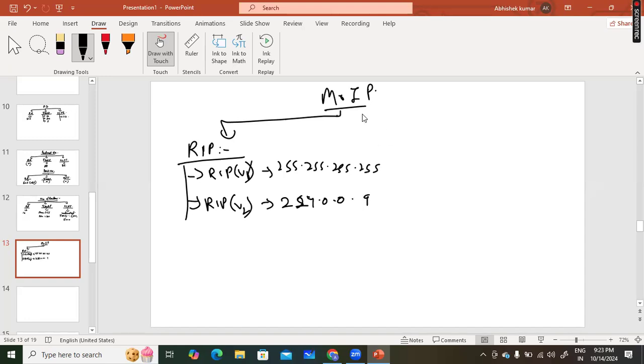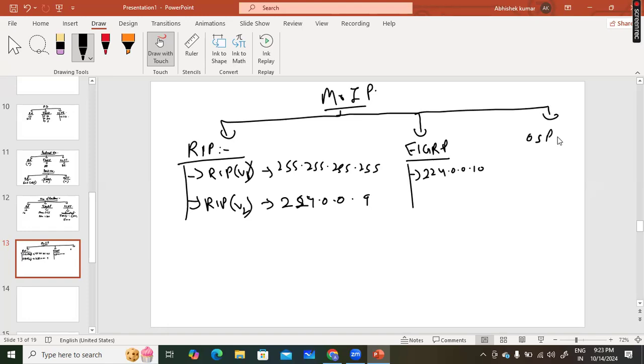224.0.0.9, like this. In case of EIGRP, our multicast IP address is 224.0.0.10. And when it comes to OSPF, it has two multicast IP addresses. One is 224.0.0.5 and another one is 224.0.0.6, like this. Clear? Now, let's move on to the next one.